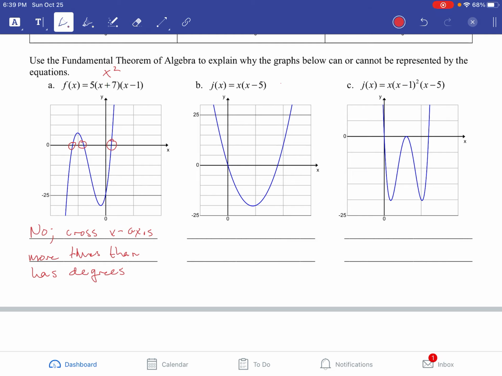You have x times x minus 5. This would be x squared again, and it crosses through the x-axis in 2 spots, here and here. So this would be yes. It crosses the x-axis in 2 places, and the degree is 2.